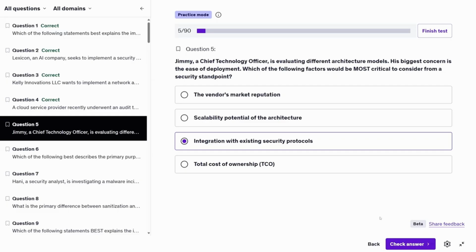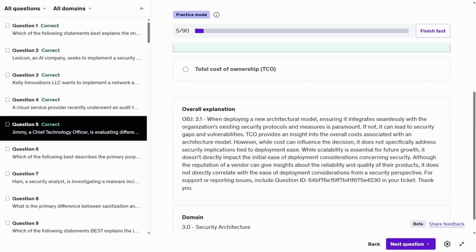The correct answer is C, integration with existing security protocols. When deploying a new architectural model, ensuring it integrates seamlessly with the organization's existing security protocols and measures is paramount. If not, it can lead to security gaps and vulnerabilities.